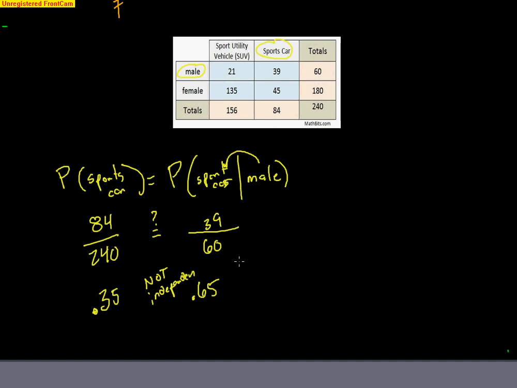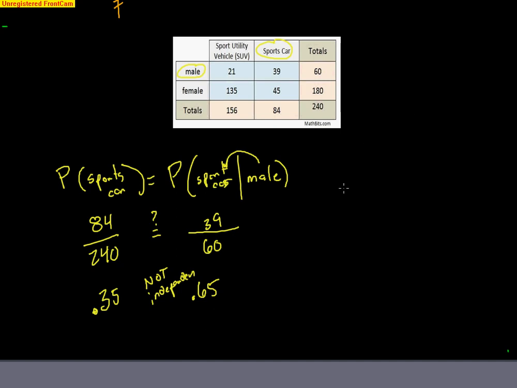For example, if you are a male, you are more likely to drive a sports car than if you're not a male. 35% chance to drive a sports car. If you're a male, it increases to 65%. So clearly gender plays a part in what type of car you drive. And that means that they are not independent, which means that there is an association.